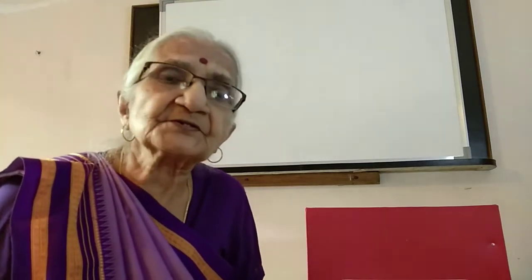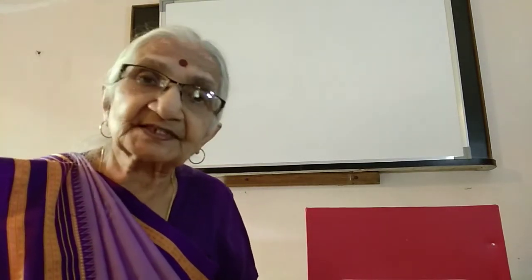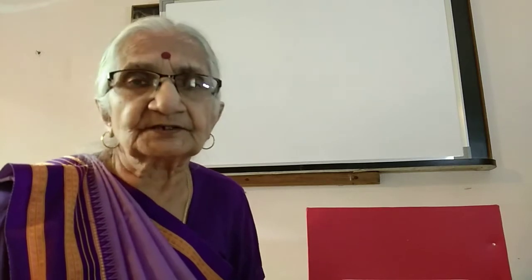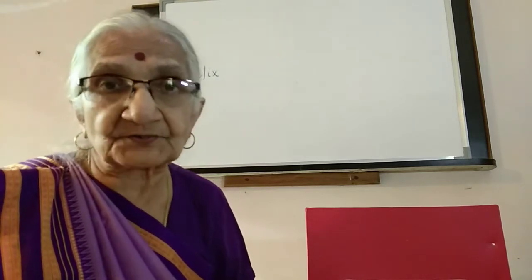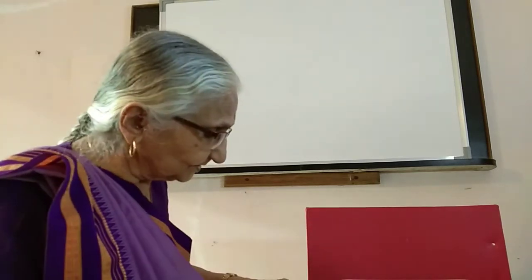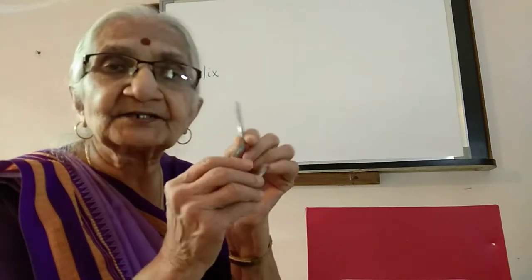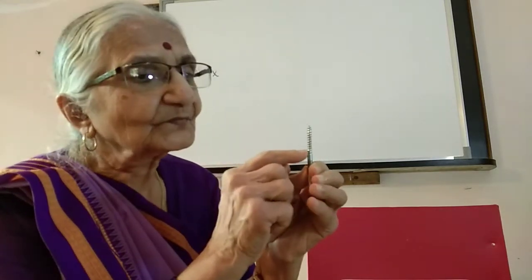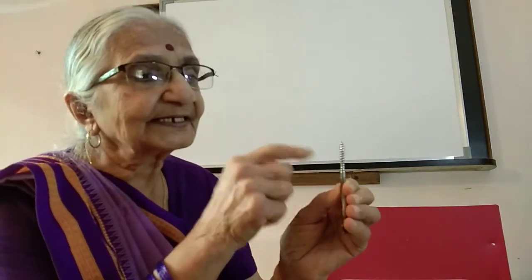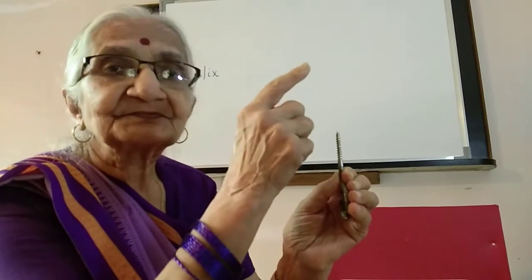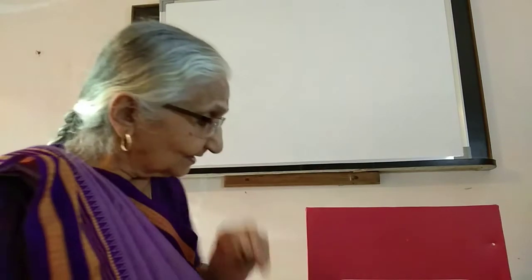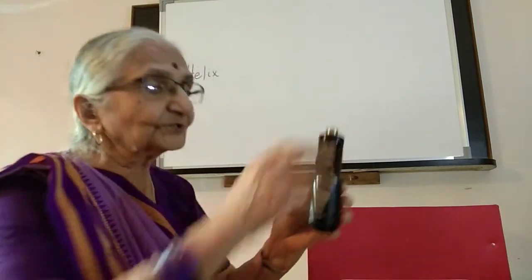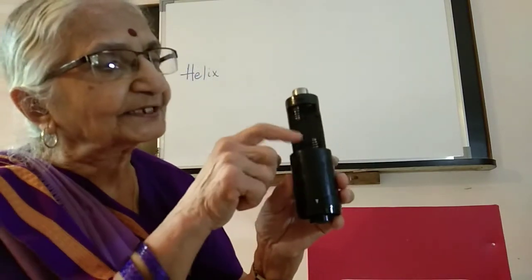Good day, friends. Today we have with us a very well-known curve. We see it so often in various ways and various forms. For example, look at the threading of the screw. And the threading goes like this. That is what we call a helix. The same shape you can see here in a coil or a spring.